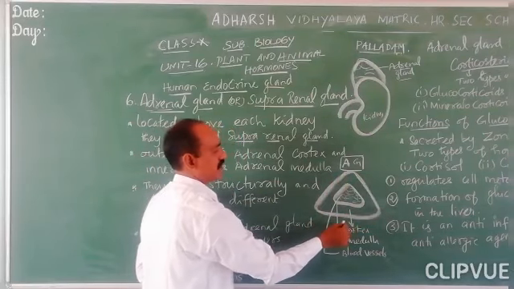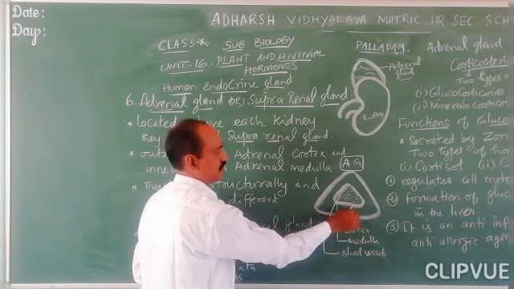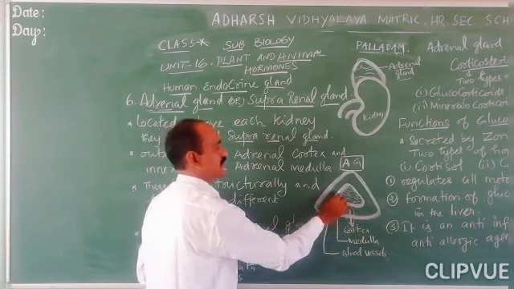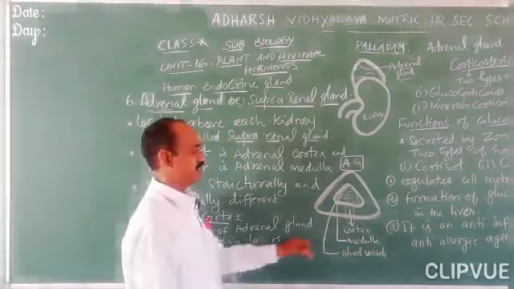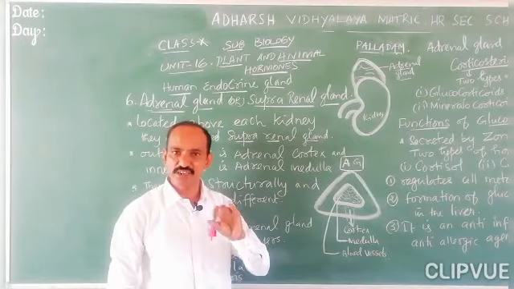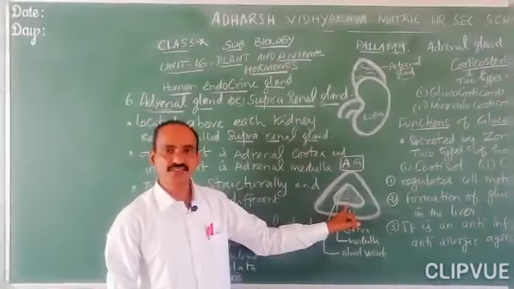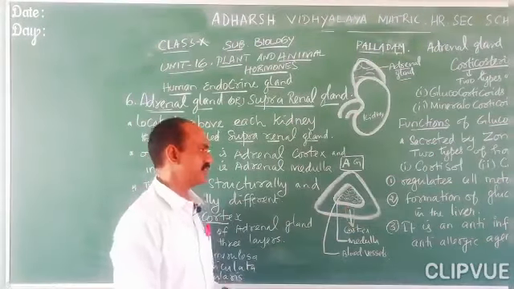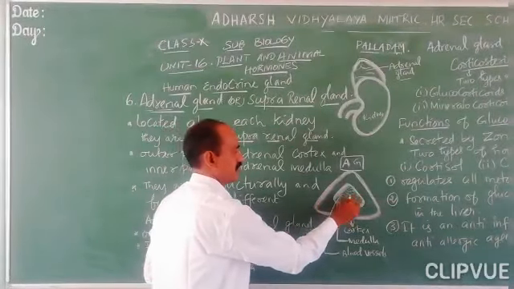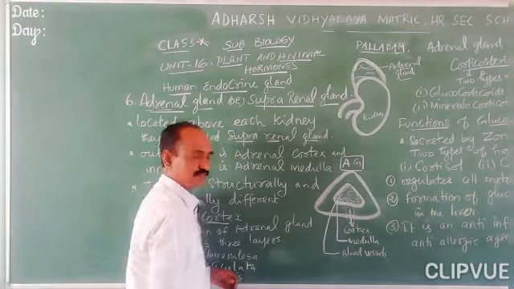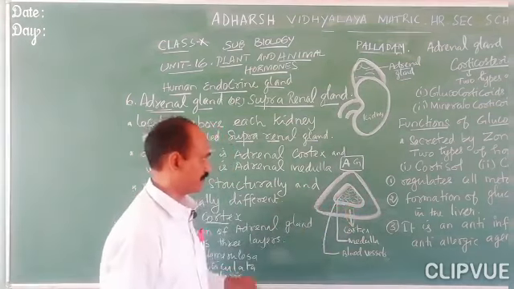The outer region is called cortex, that is adrenal cortex, up to here. Then the inner region, this one, is adrenal medulla. That means adrenal gland contains 2 regions. The outer region is called adrenal cortex, the inner region is called adrenal medulla. And inside there are blood vessels. These blood vessels connect the medulla and cortex regions.